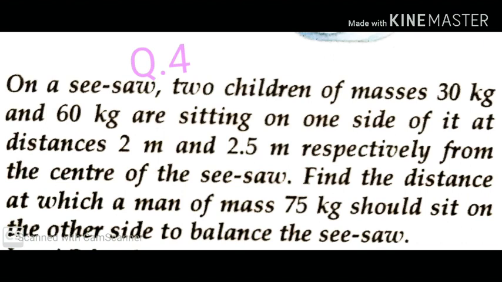On a seesaw, two children of masses 30 kg and 60 kg are sitting on one side of it at distances 2 meters and 2.5 meters respectively from the center of the seesaw. Find the distance at which a man of mass 75 kg should sit on the other side to balance the seesaw.